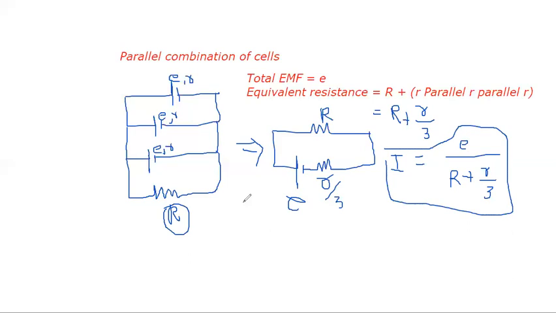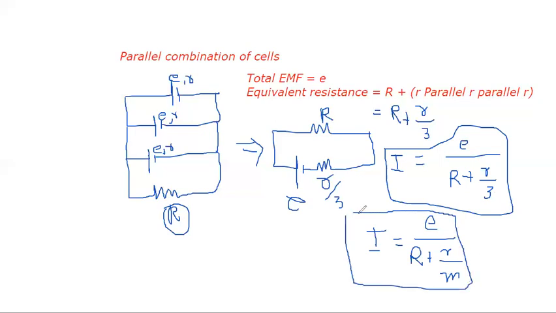Now what happens if instead of 3 you have m number of cells connected in parallel? Then instead of this 3 it will be m. So only this 3 will change to m. I equals E divided by capital R plus small r by m, where small m is the number of cells connected in parallel.